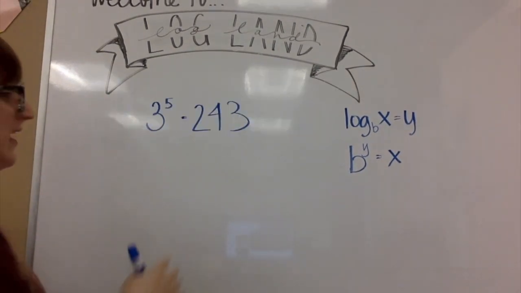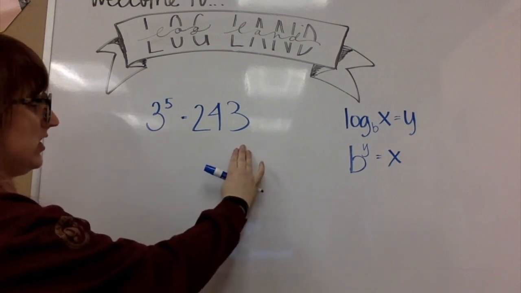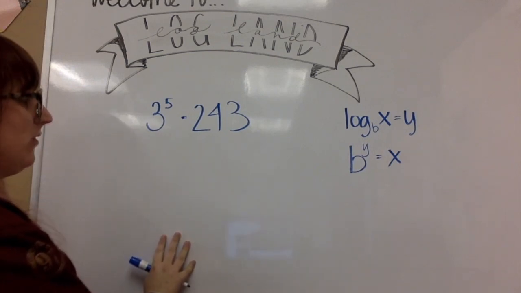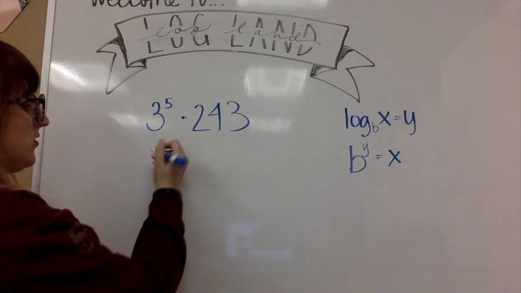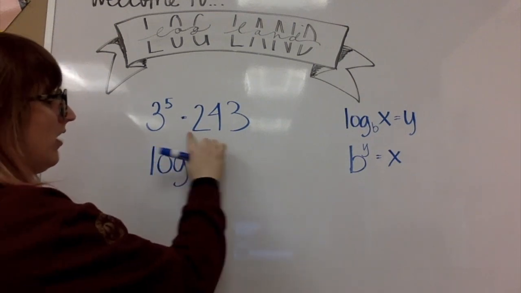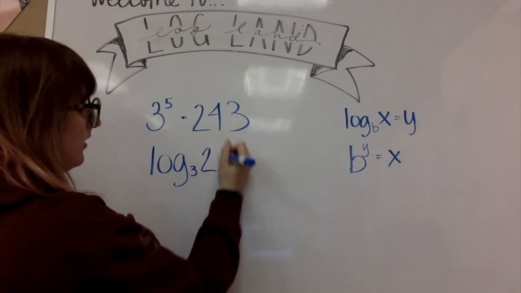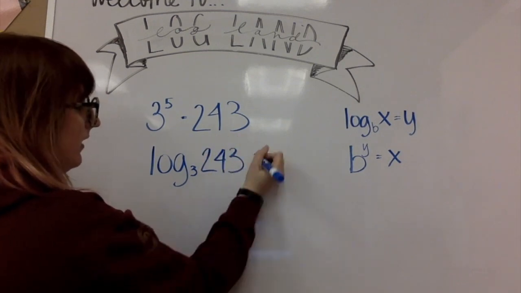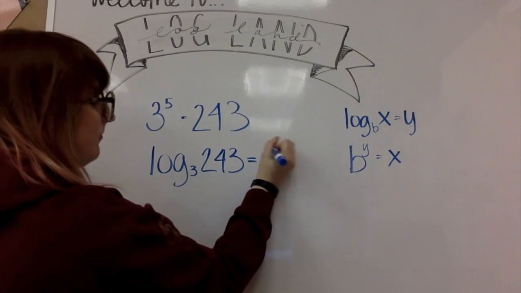All right, so next I have an exponential equation, and I want to write it in logarithmic form. So I have my base, which is 3, so I write log base 3 of 243 equals my exponent.